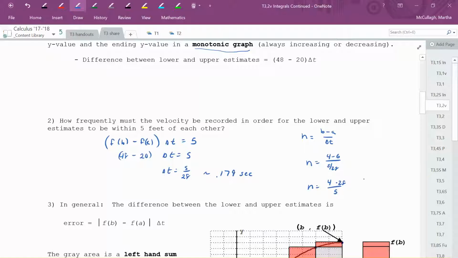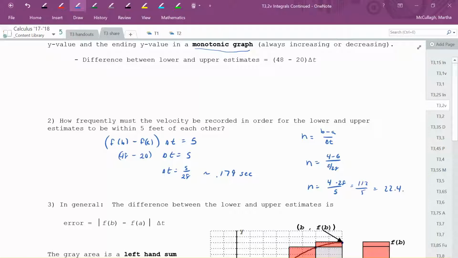So n equals 4 times 28 over 5. So 4 times 28 is 112, divided by 5 gives me 22.4 intervals. Well, I can't have 0.4 intervals. I either have the interval or I don't. So I want n to be a whole number.